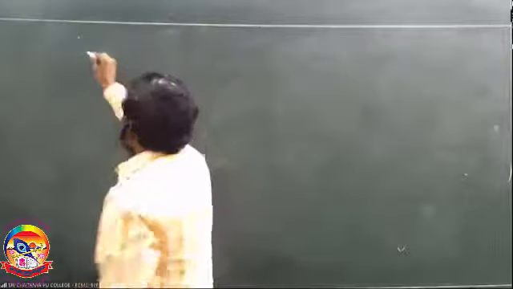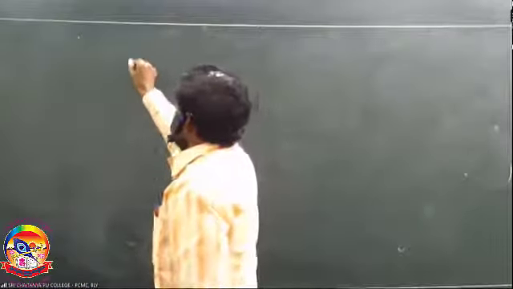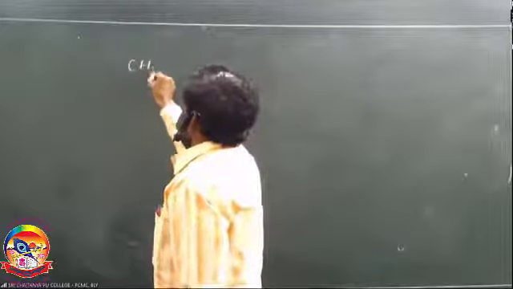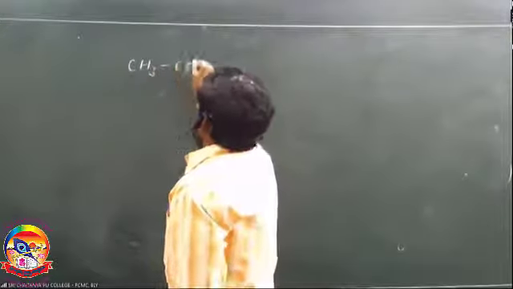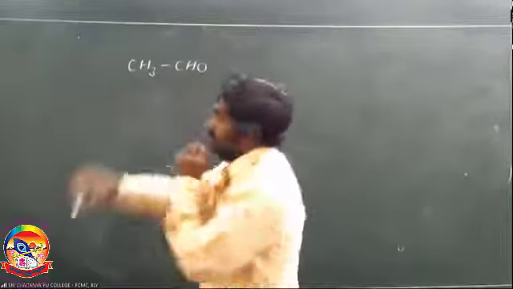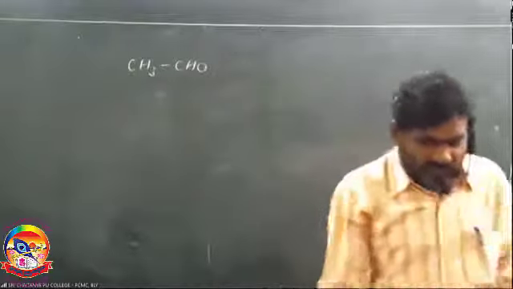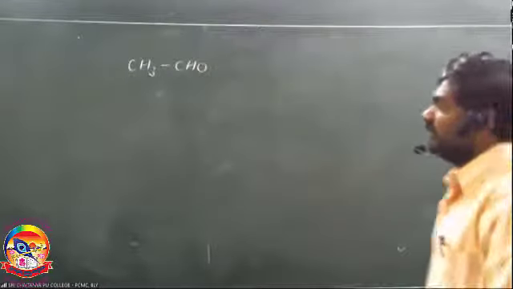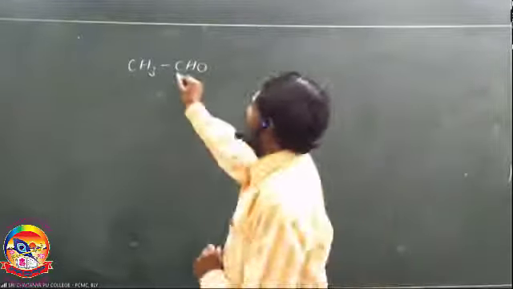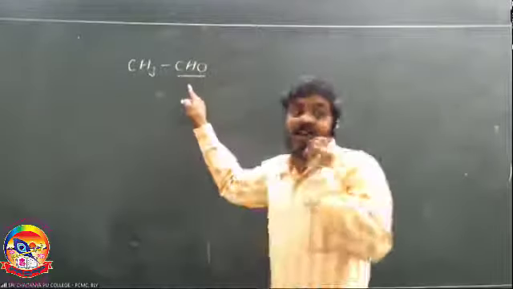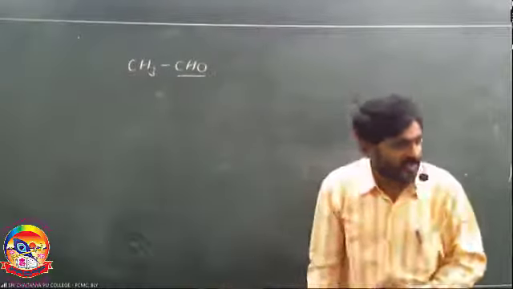Next, suppose it is CH3 CHO. What is the name of the compound? What is the functional group? CHO. It is the aldehyde functional group. CHO is an aldehyde functional group.